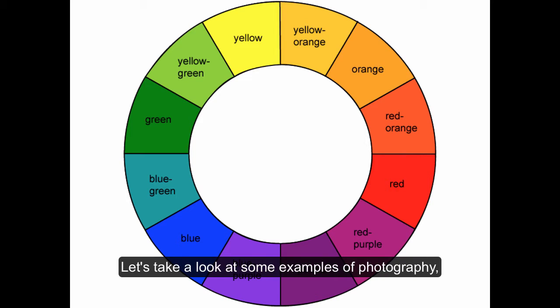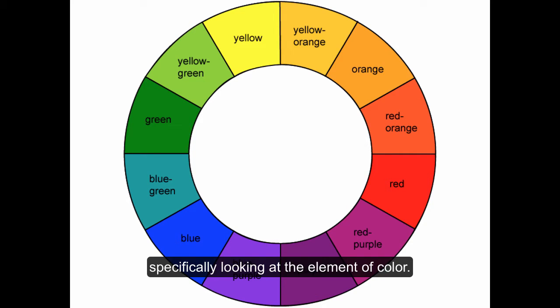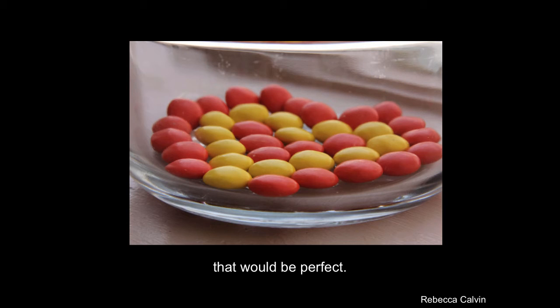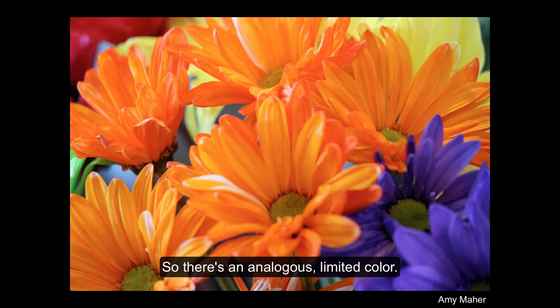Let's take a look at some examples of photography, specifically looking at the element of color. Here's a student example of an analogous color scheme. So when we look at this, the M&Ms there are yellow and orange. And so, if we had the yellow, orange, and red, that would be perfect. So there's an analogous limited color.